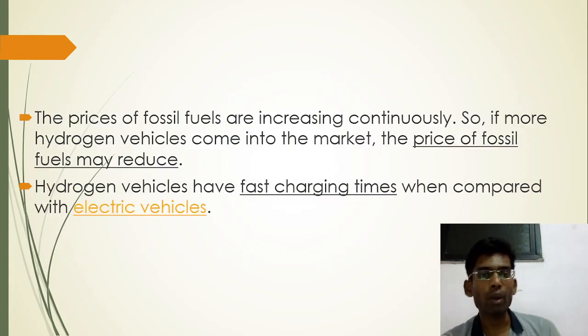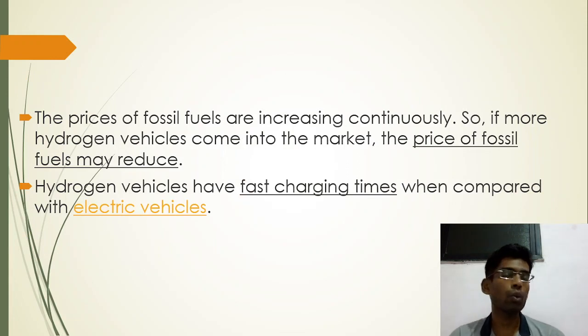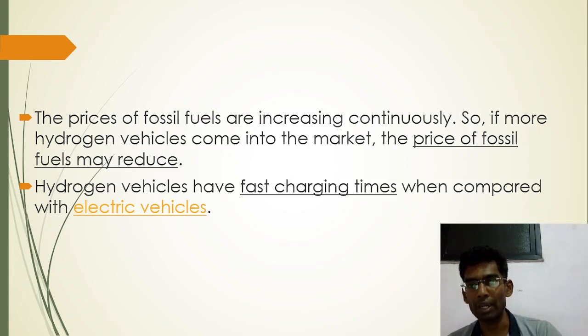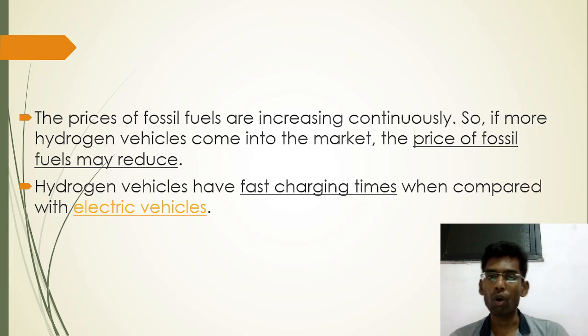Okay, what can be the next thing? We all know this point, the prices of fossil fuels are increasing continuously, and we all know what kind of problems we are facing nowadays. So if more hydrogen vehicles come into the market, the price of fossil fuels may reduce. Already we are thinking of alternative vehicles, so we can think that the price of fossil fuels may reduce, or even if they don't, people will have some alternative source of energy, right? And then what is the last point?